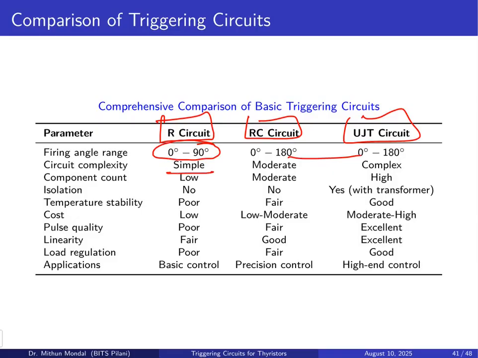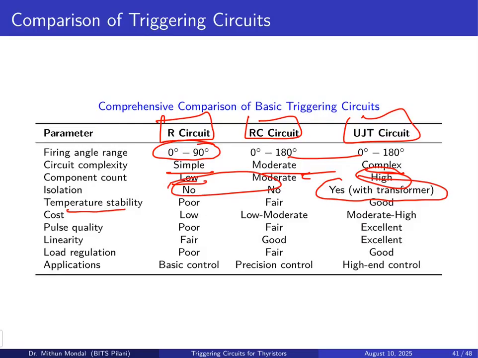R triggering is simple in terms of circuit complexity, RC triggering has moderate complexity, and UGT is complex. In terms of components, R triggering requires few components, UGT requires many, and RC triggering is moderate. Isolation is only possible with a transformer in UGT, otherwise it is not possible. Temperature stability is good in UGT, but poor in R triggering and fair in RC triggering. Cost is high in UGT, otherwise it is low.